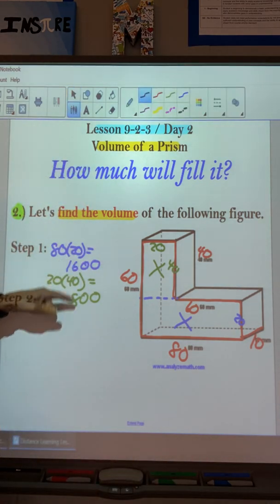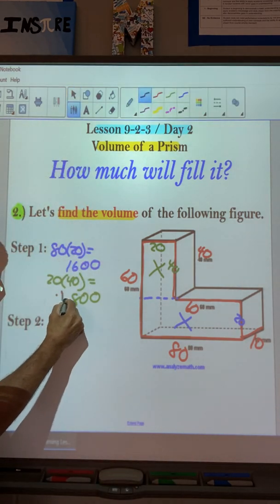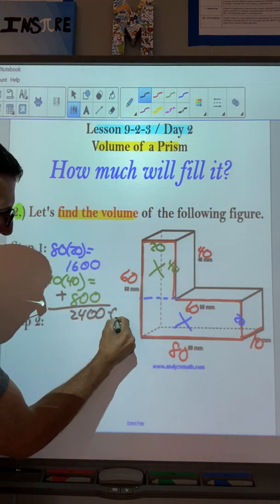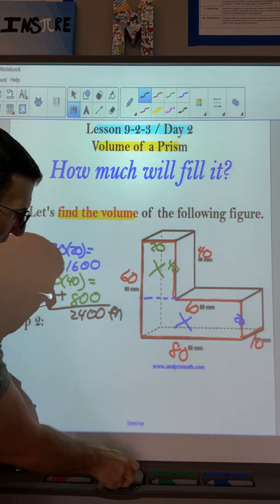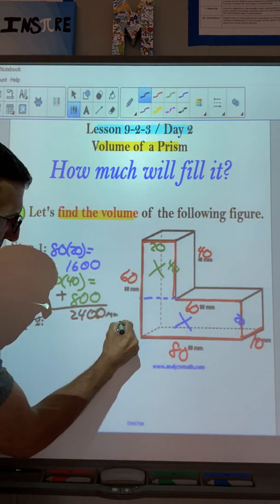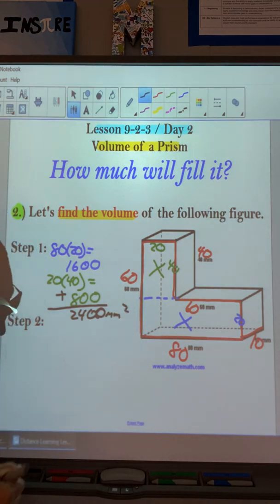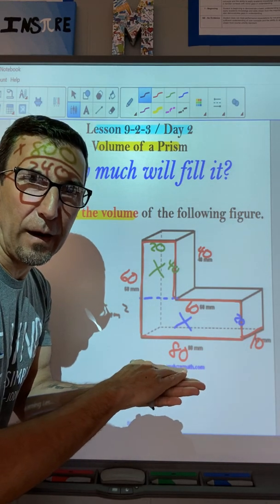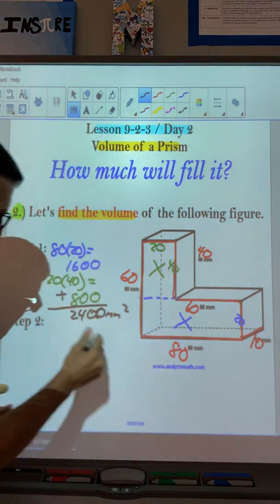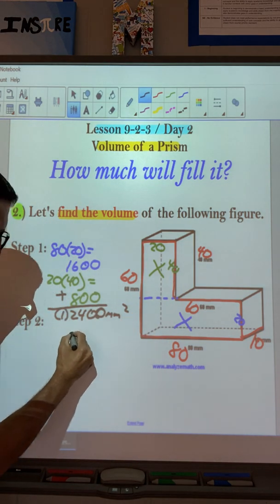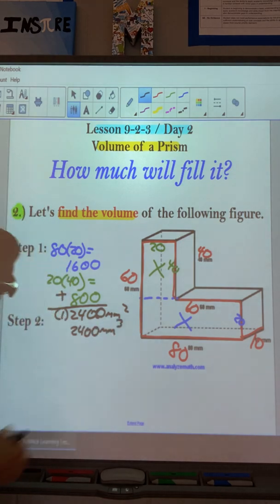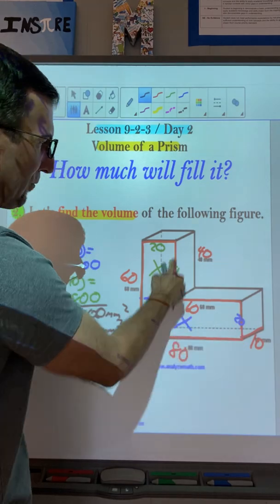And now let's add those two together. We get 2,400, this is millimeters. We get 2,400 millimeters squared. Now it's squared because remember this is flat so far. Now let's multiply it by 1 to give it volume. So if we multiply it by 1, we now have 2,400 millimeters cubed. So that's this bottom piece in red.